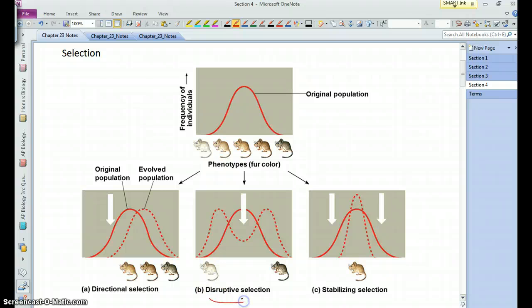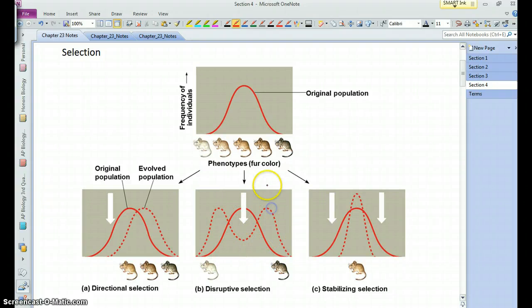Disruptive selection, as this is called, can, in extreme cases, if we completely eliminate this and these two groups become isolated from each other with very little gene flow between them, potentially become separate species, which of course is the topic of the next chapter. Stabilizing selection selects against the extremes and for the typical type, the type in the middle in this case.